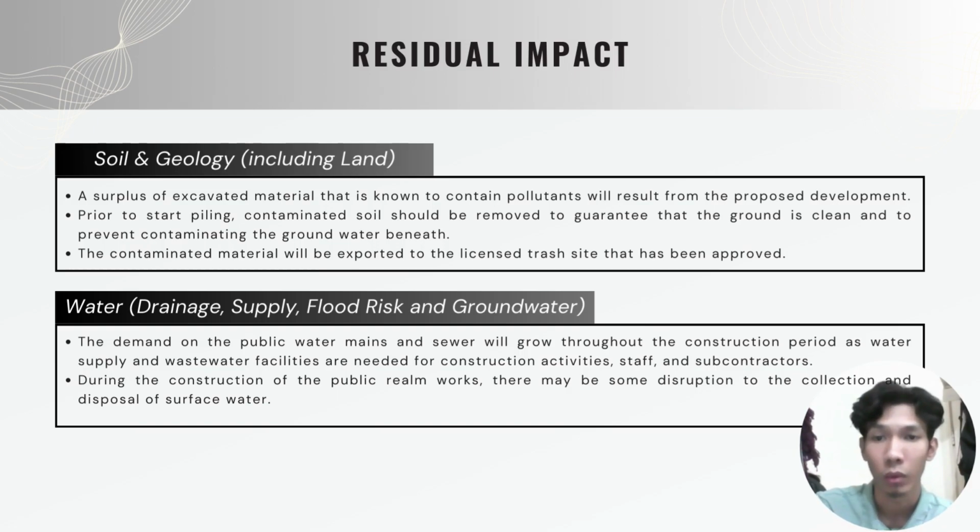And next, the second one is water. Water includes drainage, supply, flood risk, and groundwater. So in that, the demand on the public water mains and sewer will grow throughout the construction period, as water supply and wastewater facilities are needed for construction activities, staff, and subcontractors. During the construction of the public realm works, there may be some disruption to the collection and disposal of surface water. That's all from me.